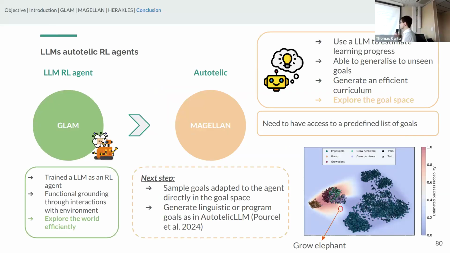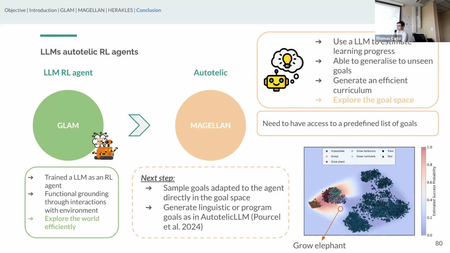We've made these agents autotelic, able to choose their own goals, by using an LLM to estimate the learning progress and using the LLM as it is able to generalize to unseen goals, such that we generate an efficient curriculum and explore the goal space efficiently. However, in our settings, we needed to have access to a predefined list of goals. So we have the list of all the possible goals.